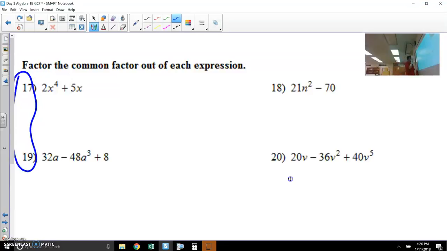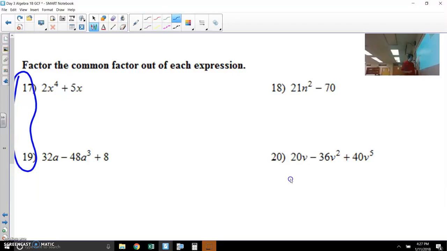So when I look at this first one, 2 and 5 kind of throws a lot of students off at first because they don't really have anything in common. I'm supposed to factor something out, but they don't have 2 or 5 in common. So the thing is that they don't have a number in common like that, but they do have a variable, x to the 4th and x. They both have x in common.